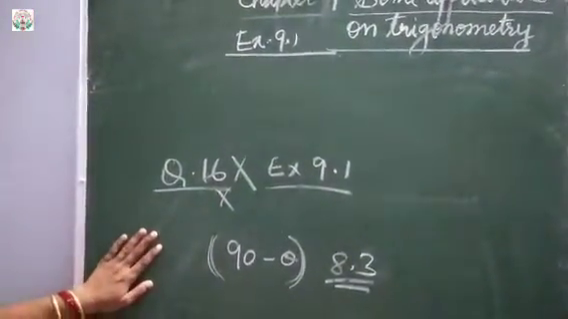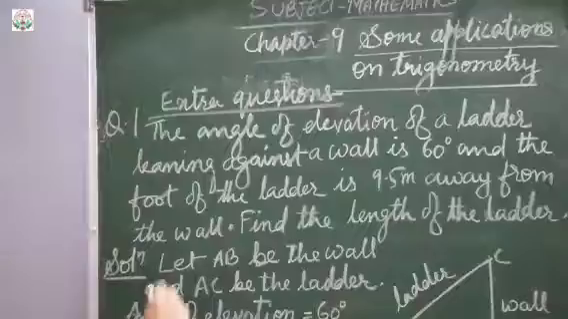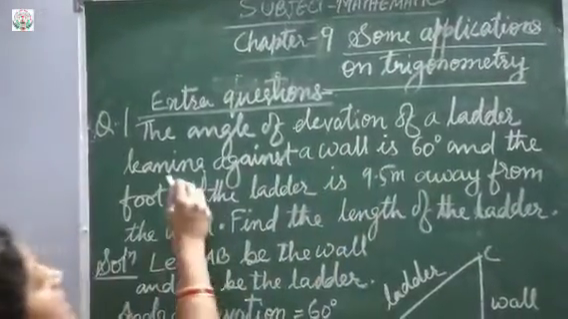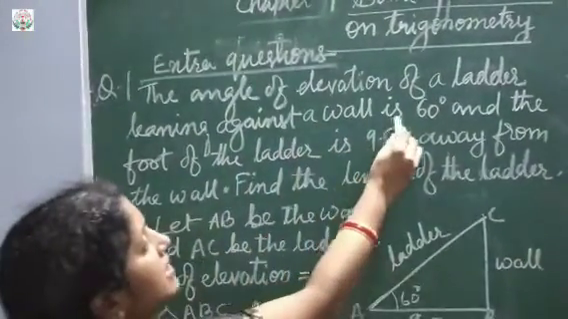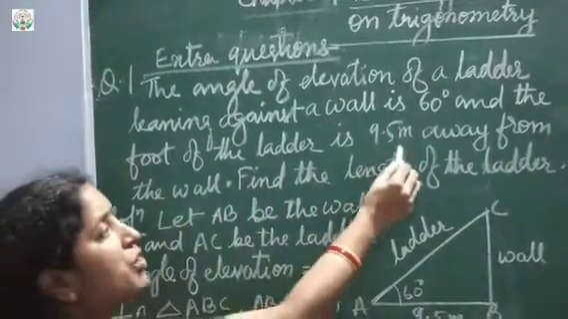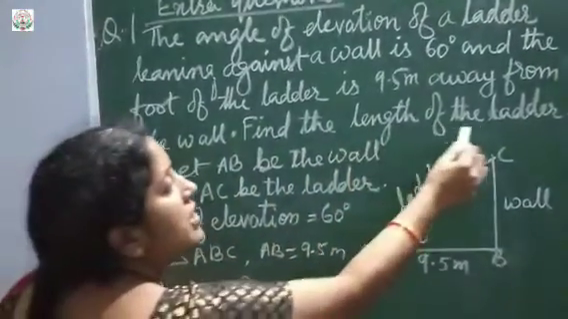Okay. Now we will do some extra questions of R.D. Sharma. 1 or 2 questions we will do. See the extra question. First one: the angle of elevation of a ladder leaning against a wall is 60 degree and the foot of the ladder is 9.5 meter away from the wall. Find the length of the ladder.